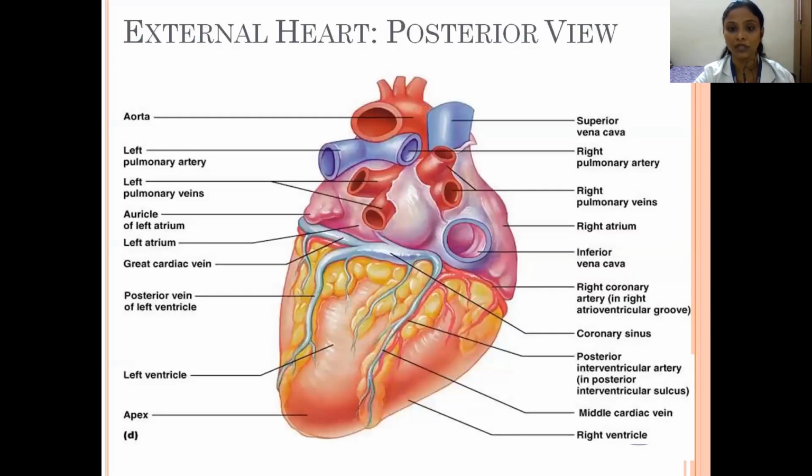Next, this is the posterior view of the heart, where you can see the other side of the heart with the inferior vena cava, right coronary artery, coronary sinus, posterior interventricular artery, middle cardiac vein, right ventricle, left ventricle, apex of the heart, great cardiac vein, auricle of the left atrium, left pulmonary vein, left pulmonary artery, and aorta.